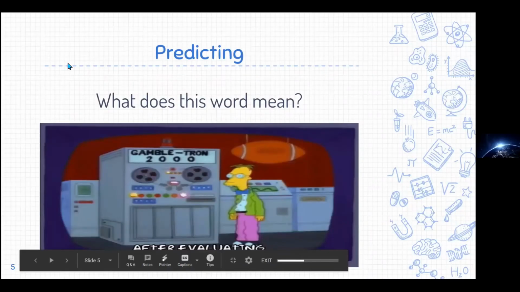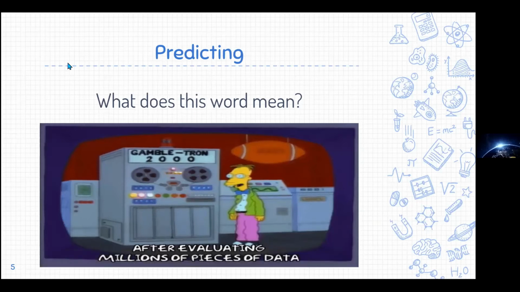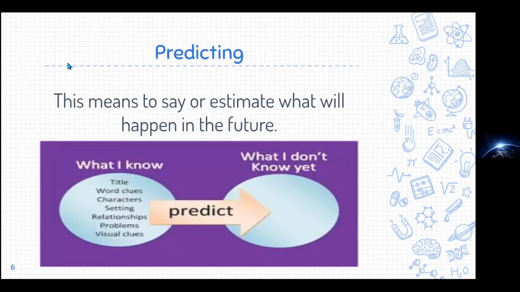Yes. What word? Predict. What does predict mean? We guess something will happen. Yeah, guess something that's going to happen. Yeah, exactly. So a prediction means to say or estimate what will happen in the future.